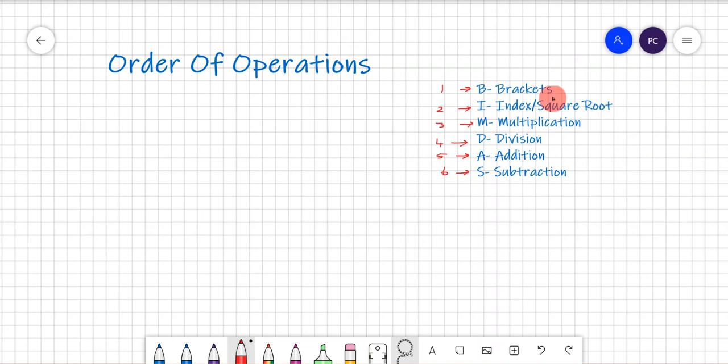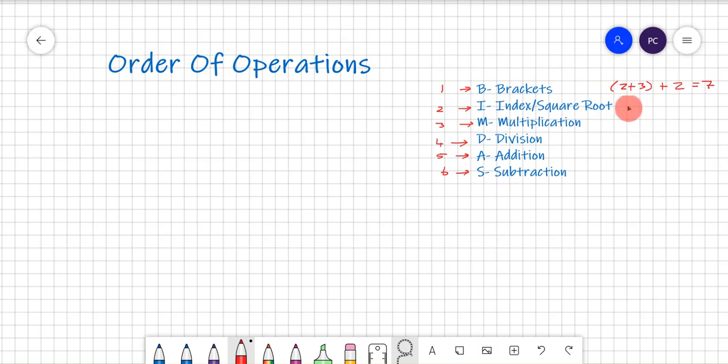So brackets are anything that's inside brackets. For example, if in your problem you had something like 2 plus 3, plus 2, you have to do what's inside the brackets first. So 2 plus 3 and then 5 plus 2 is equal to 7. The I means the index or square roots.